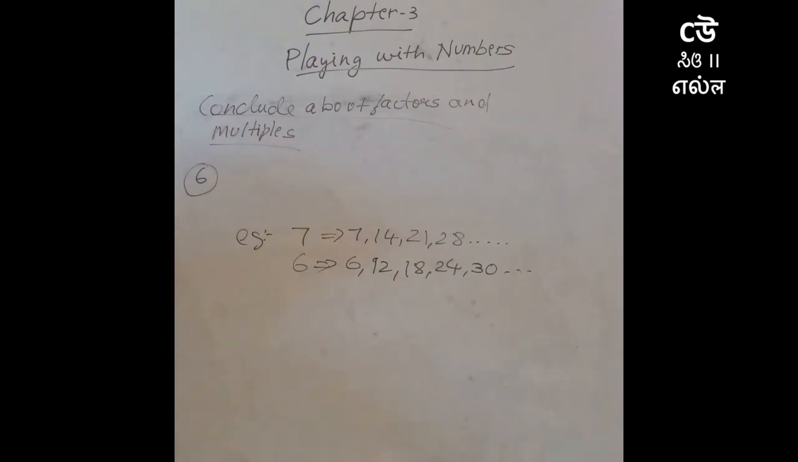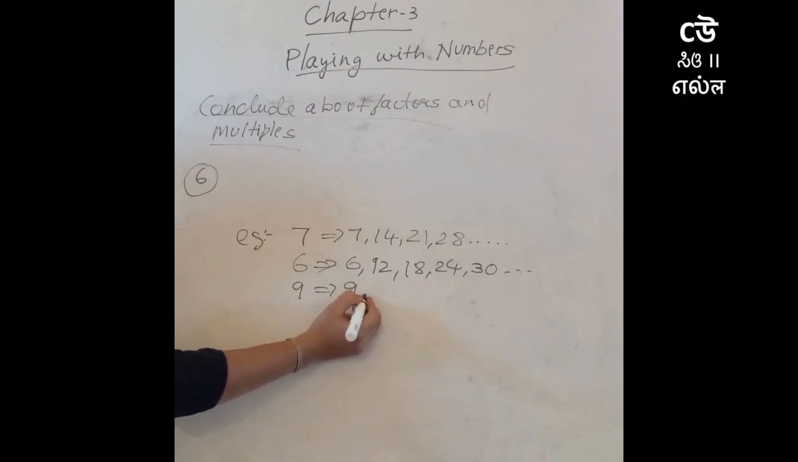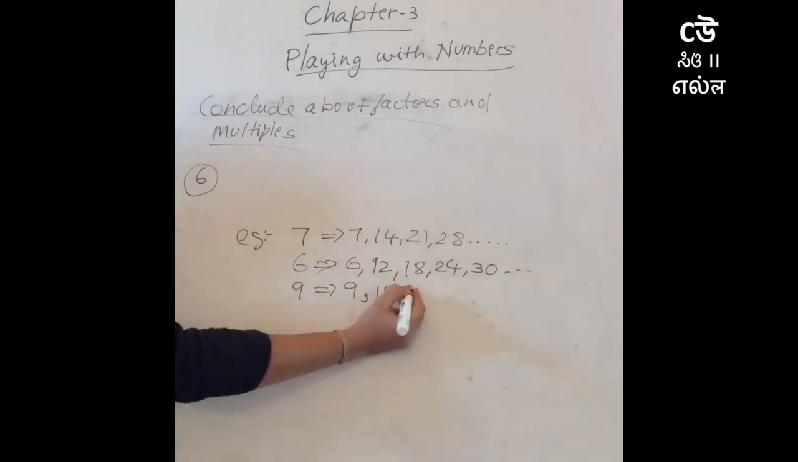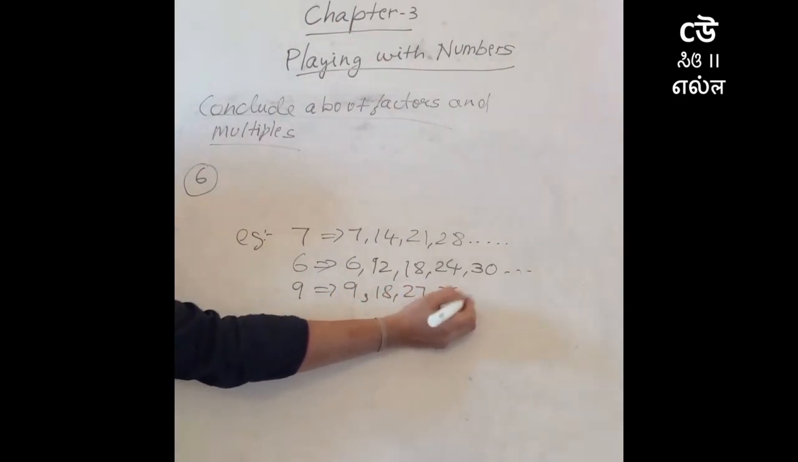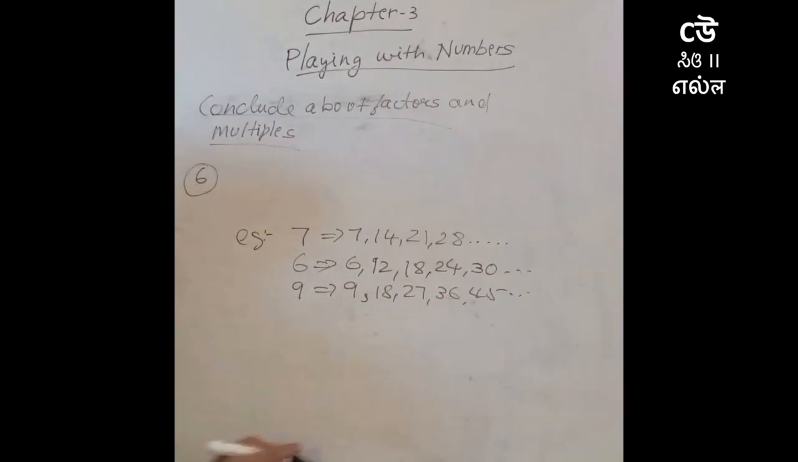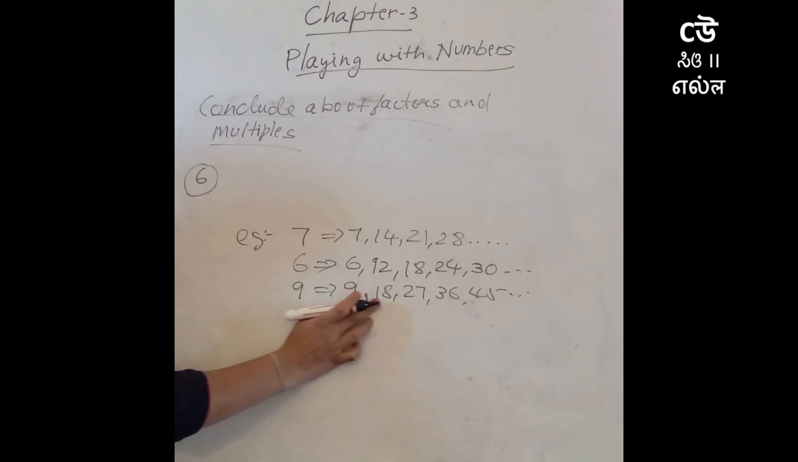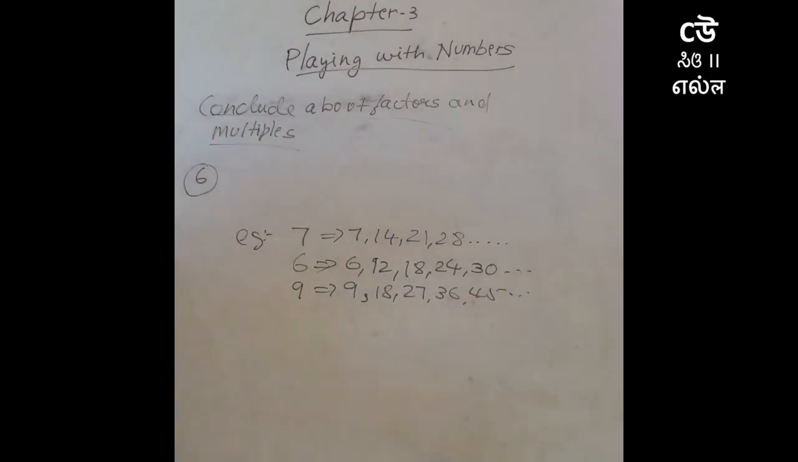Next, if we take one more example, that is 9. So now multiples of 9 are 9, 18, 27, 36, 45 and so on. Here also you can observe that 9 is equal to 9. Then the rest of the numbers are greater than 9. So what can we conclude with this example, children?